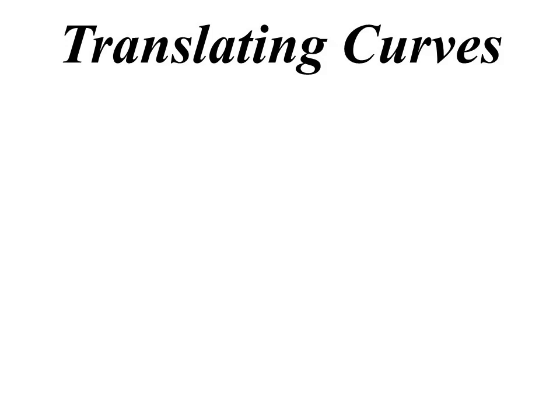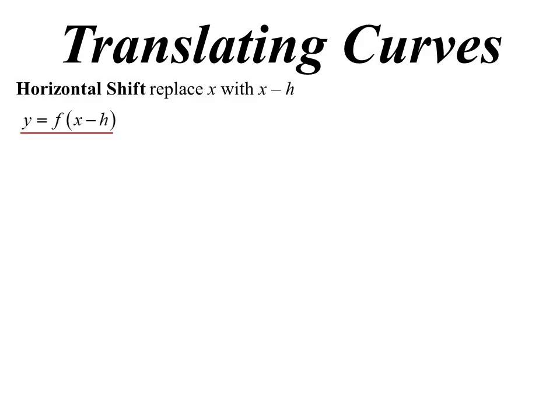Going to recap this idea of moving curves around the number plane. So translating curves. A horizontal shift, that's when we replace x with x minus some number. In other words, y becomes function x minus h. Instead of function x, it's x minus h. So we'll move it left or right, depending on whether it's positive or negative, h units.